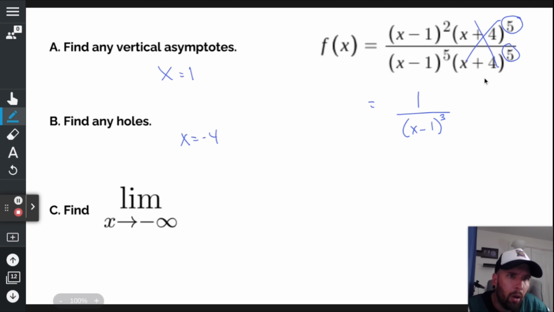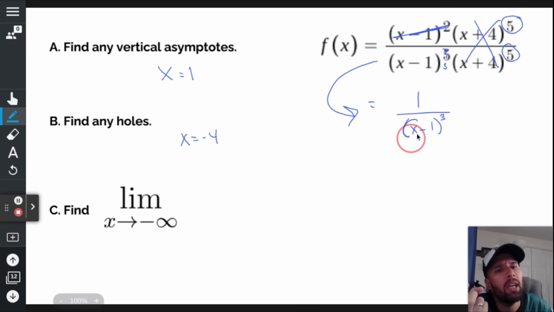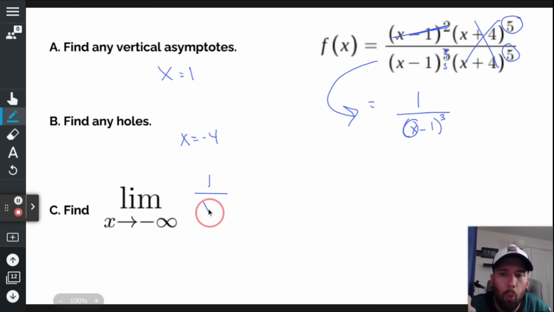These guys crossed out completely. That's what gave me holes. So holes are at negative 4. Vertical asymptotes are at positive 1. So my equation now looks like this, where I'm not allowed to plug in negative 4 or 1. Since I have a much more powerful denominator, if I were to multiply that by itself 3 times, it follows the behavior of 1 over x cubed.